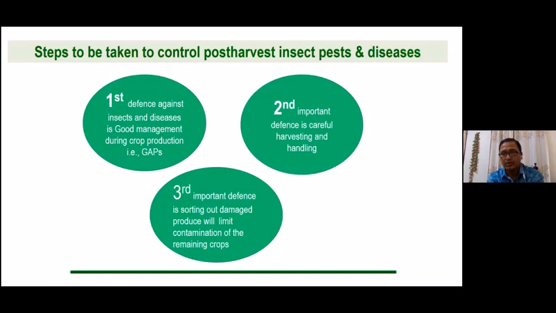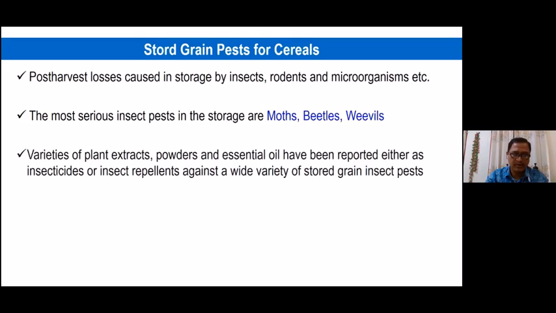First, the defense mechanism will come from the field practices, that is, good agricultural practice. If we can apply GAP, that will inhibit some dangerous pests and diseases. The second step would be careful harvesting and handling. And the third step would be sorting out the damaged and infected produces from the lot. That can help to minimize the post-harvest losses of vegetables and other crops. Then, stored grain pests of cereal crops.